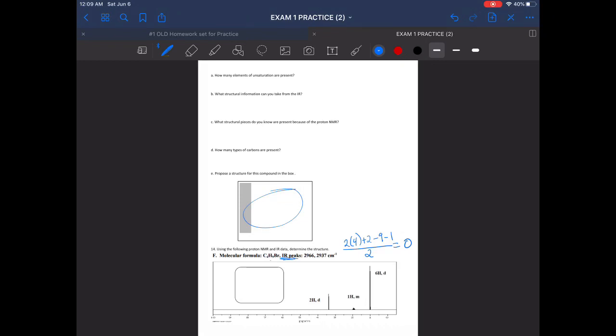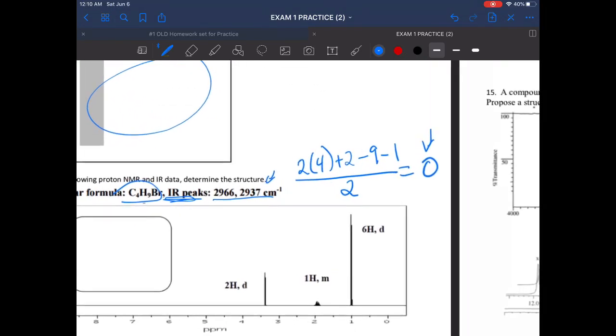We have IR peaks at 2966 and 2937. So the IR is letting us know that there's sp3 CHs. Super helpful. It is helpful because it actually tells us there's no other functional groups to worry about. So if you didn't get the degrees of unsaturation right here, this is basically telling you that as well. There's no hydrogens on double bonds. There's no hydrogens on triple bonds. There's no carbonyls, although honestly, there's no oxygen, so that should also be obvious. So let's go in here and look.